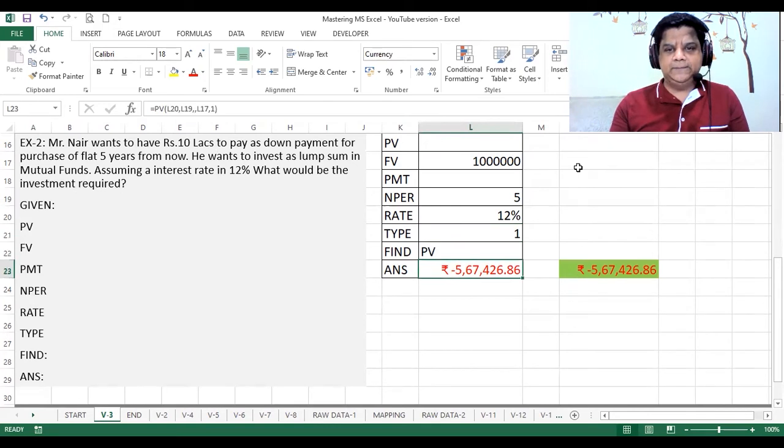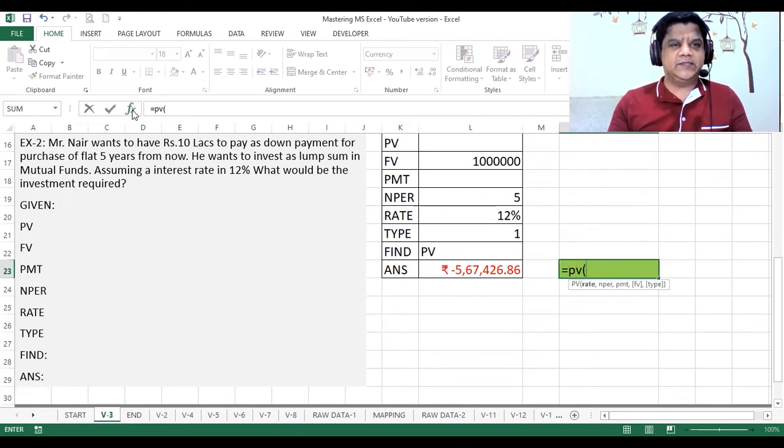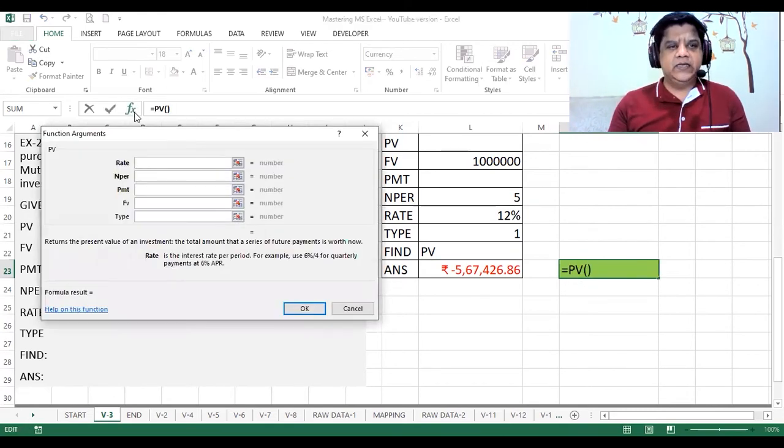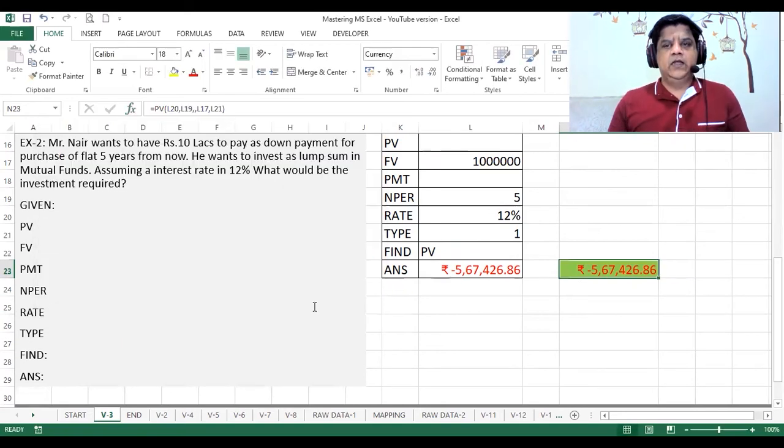So let's do that here. Is equal to PV, short form for present value, bracket open, FX. Rate is given to me as 12%, so I'm going to select that. N per is 5. PMT is not there. Future value is this, but it will remain plus because it is in the future. Type default 1. Okay. My answer is minus 5,67,426.86 paise.